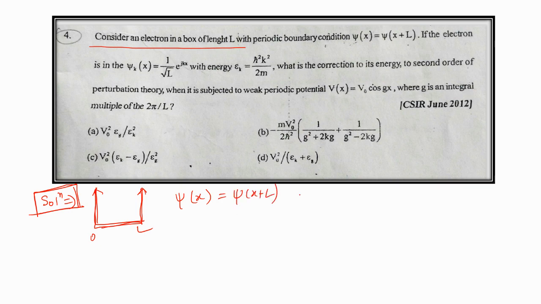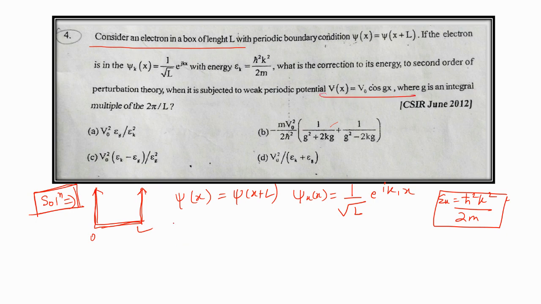If the electron is in the state this, right? With energy Ek equals h cross k square upon 2m. What is the correction to the energy, to the second order perturbation theory, which is subjected to the weak potential? Where is the weak potential? This is the weak potential, where G is an integral multiple of 2 pi by L. So now you have to find out the second order correction to the energy.